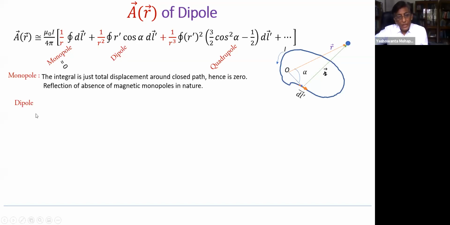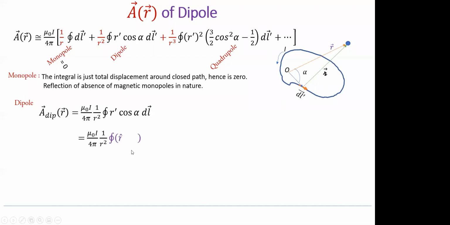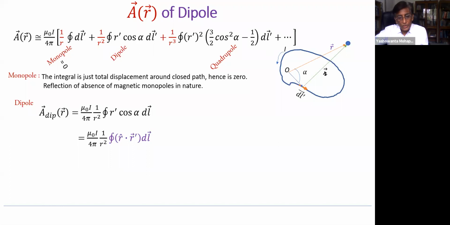And then my dipole. So the dipole term is mu naught I by 4 pi, and I've just repeated the term here. So there's the old trick. What is the trick?